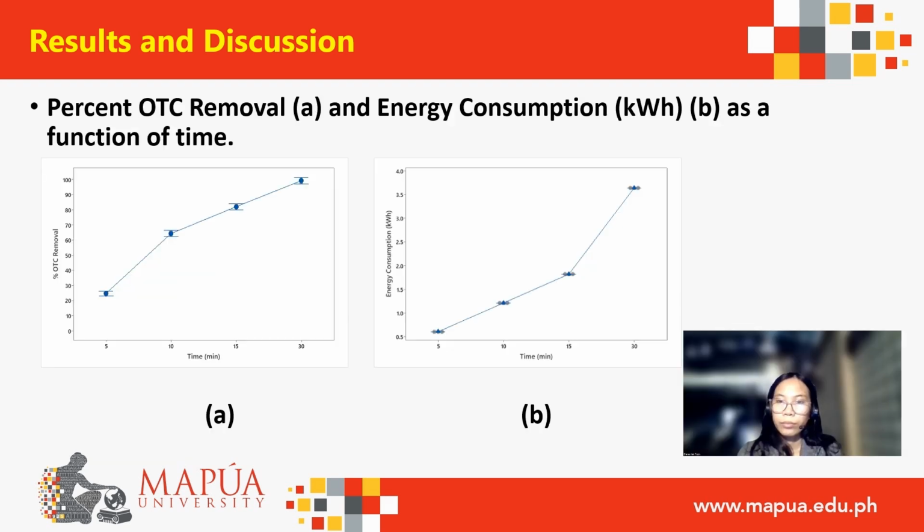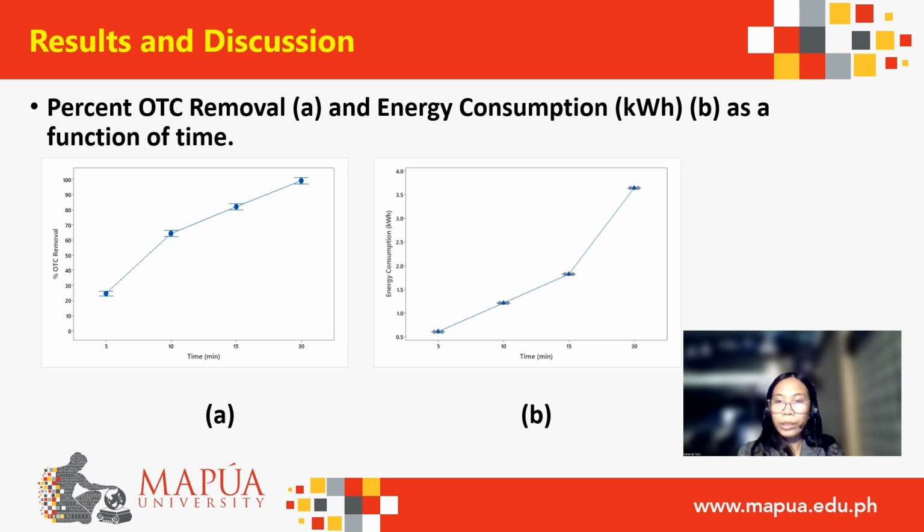Okay. So as you can see here, this is the graph for the percent removal of OTC during the kinetic studies. So at 5 minutes, 10 minutes, 15 minutes, 30 minutes. And what you can see here is that the plot reveals that the percent removal of OTC increases with time, ranging from around 30% to over 90%. So here in the second graph, you can see that the energy consumption also rises with time. So actually, it's not really bad because it has a very low consumption rate from 0.6 kilowatts per hour to 3.6 kilowatts per hour.